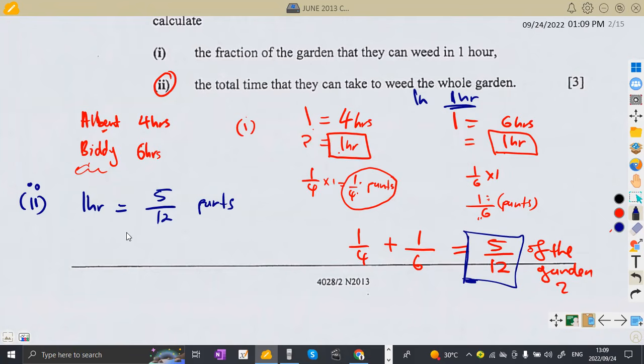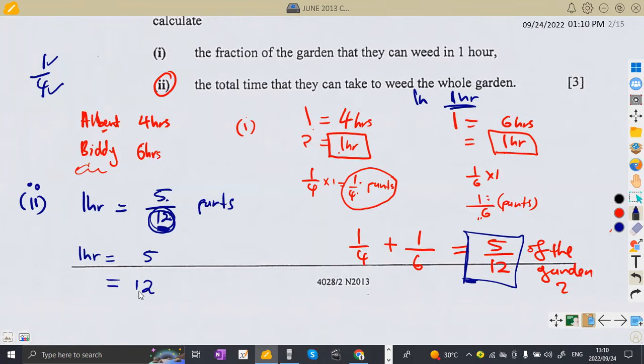So this is what we are simply having. The whole garden means it has got 12 parts. In 1 hour, they cover 5 parts out of 12. Just like if you're given 1 over 4, it means 1 part out of 4 parts. So the denominator here means these are the complete parts of the garden. In actual sense, we write this as: in an hour, they cover 5 parts out of 12 parts, which is the whole garden. So the whole garden has got 12 parts.